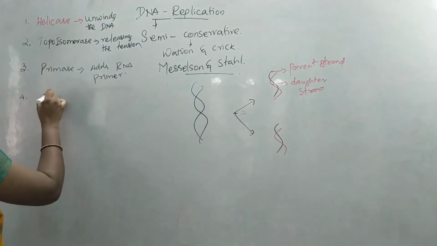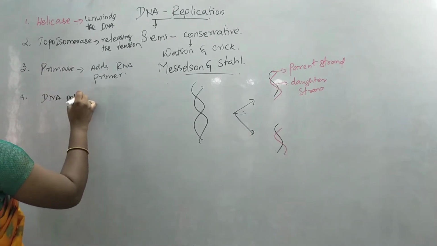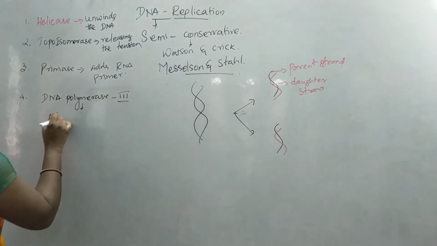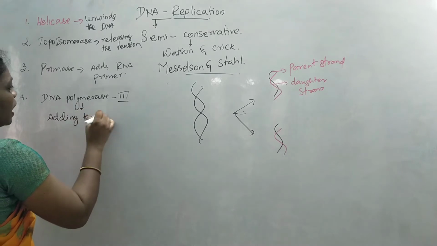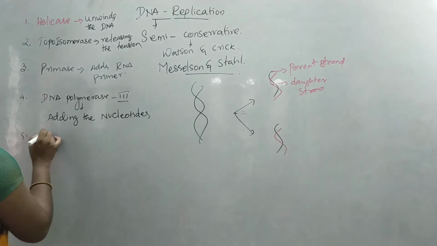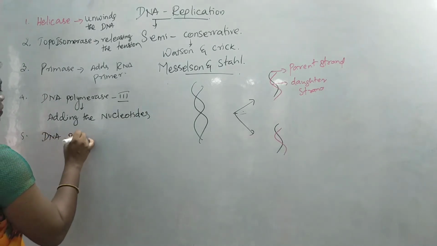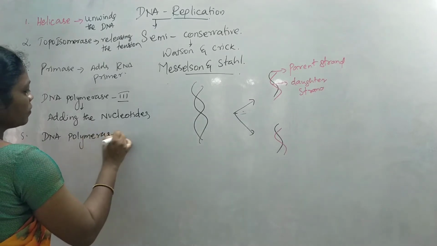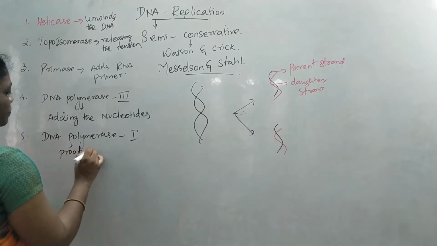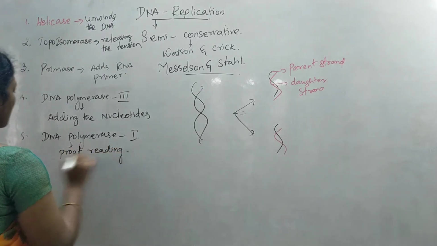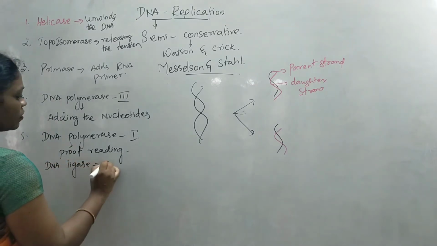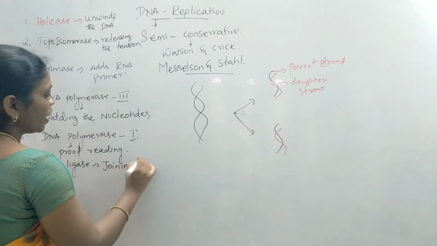The other important enzyme is DNA polymerase 3. DNA polymerase 3 helps in adding the nucleotides to the newly synthesized strand. The fifth enzyme we are going to learn about is DNA polymerase 1. DNA polymerase 1 helps in proofreading. And the next enzyme is DNA ligase, which helps in joining the fragments.